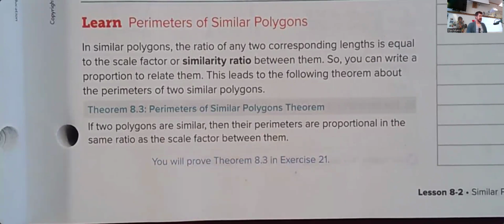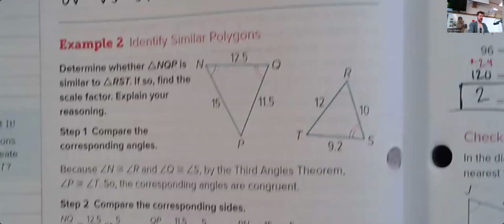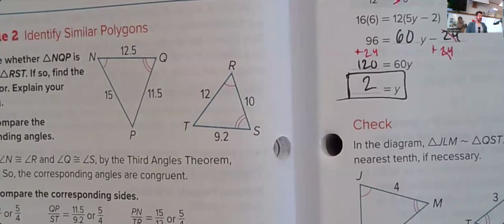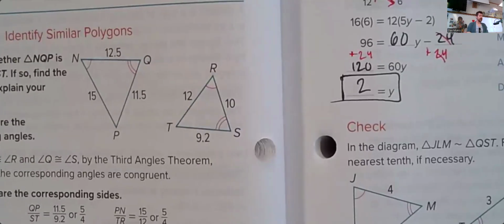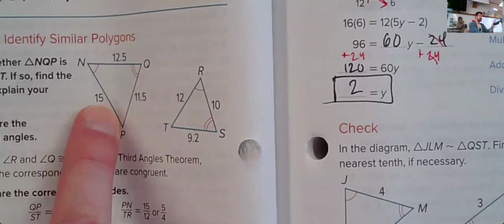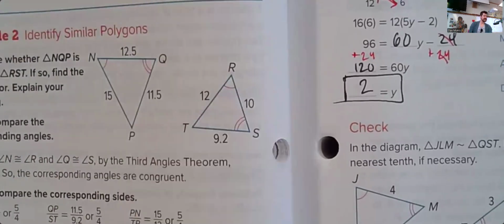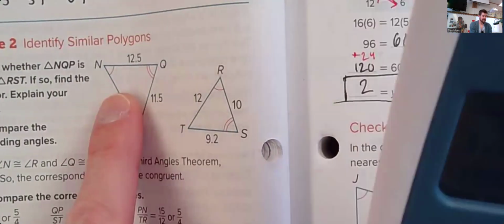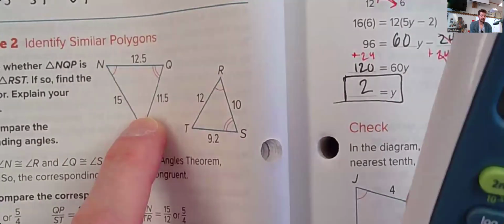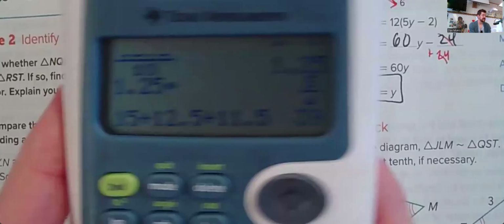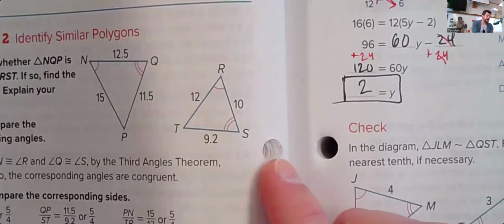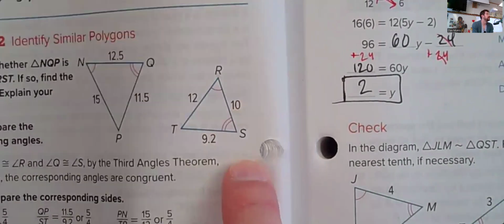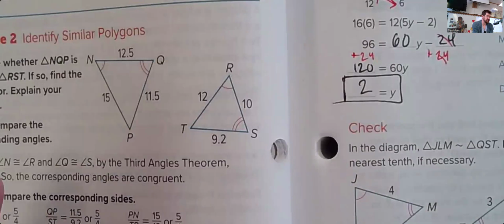For example, let's just go back to this one right here with these triangles before we move on to the next page. We said that we had a scale factor of 5 to 4, meaning that this was the 5, and then this one over here was the 4. So if we add together NQP, all 3 lengths on that one, we got 15 plus 12.5 plus 11.5. So the perimeter of triangle NQP is 39. The perimeter of triangle RST would be 12 plus 10 plus 9.2, so that's 22 plus 9.2, so that should be 31.2.